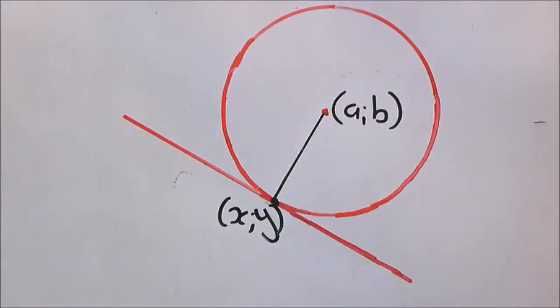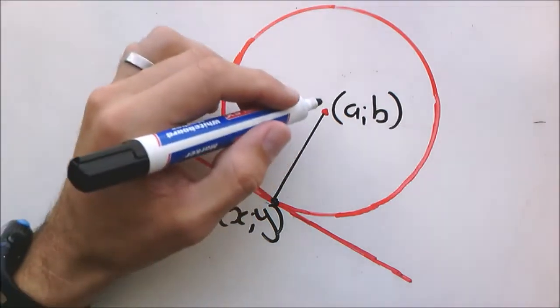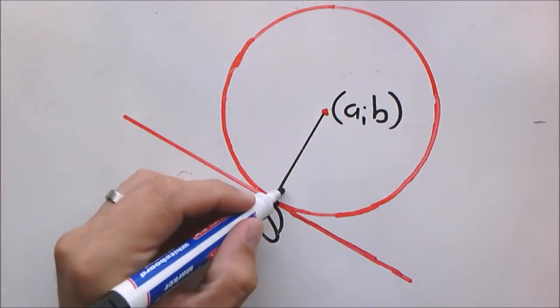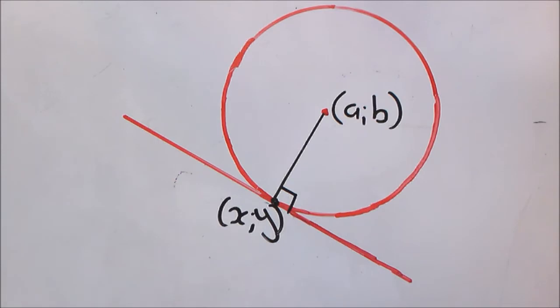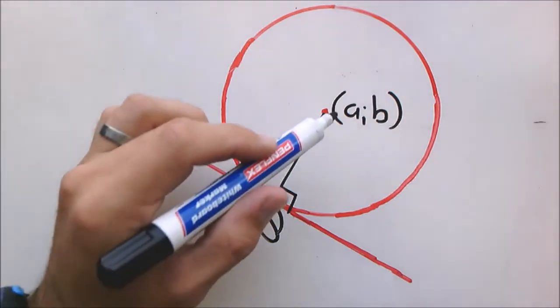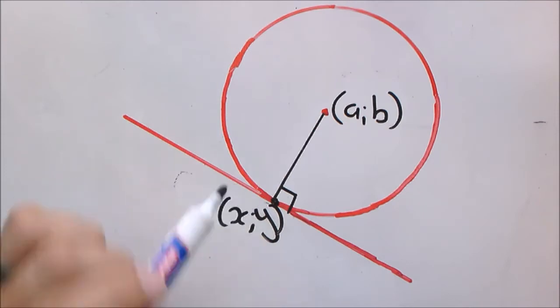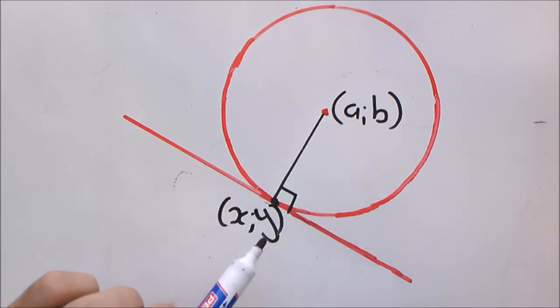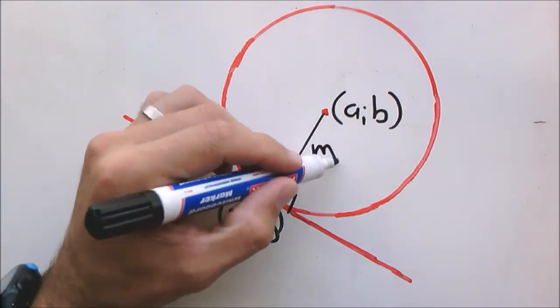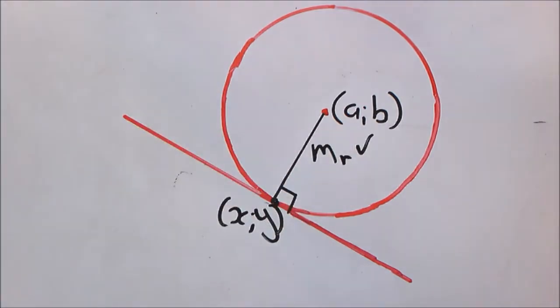And by referring back to grade 11 Euclidean geometry, you know that the radius is always perpendicular to a tangent at a point. So that means that you can get the gradient of this radius by using the two endpoints, x, y, and a, b. So this will be calculated or known.